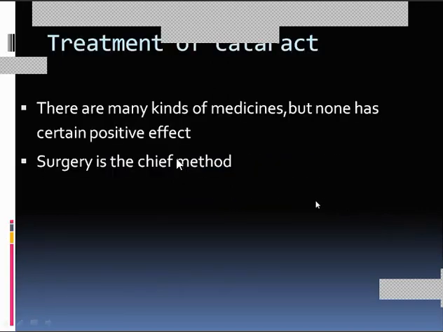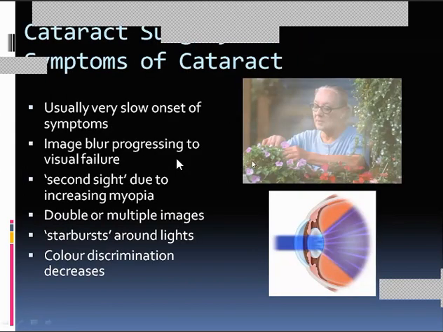Now the treatment of the cataract. There are many kinds of medicines, but none have a positive effect. Surgery is the chief method to treat the cataract. And what are the symptoms? The symptoms related to the cataract appear very slowly.